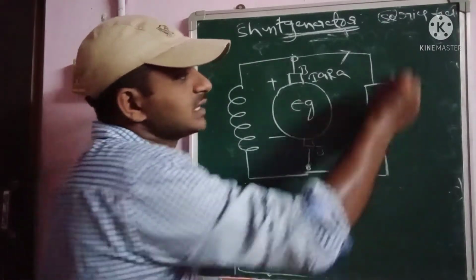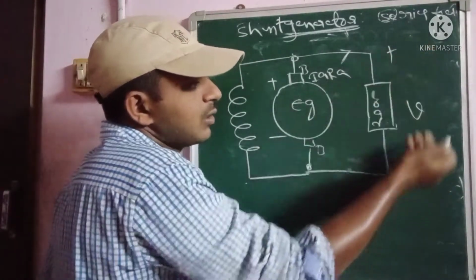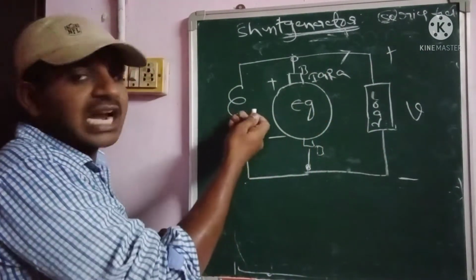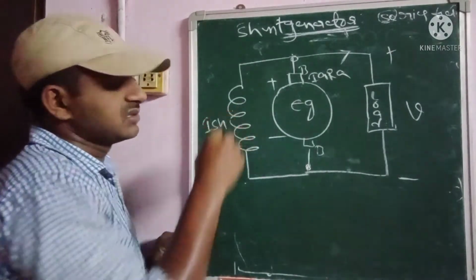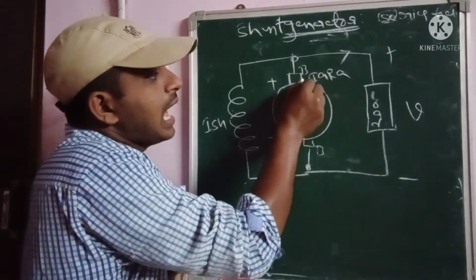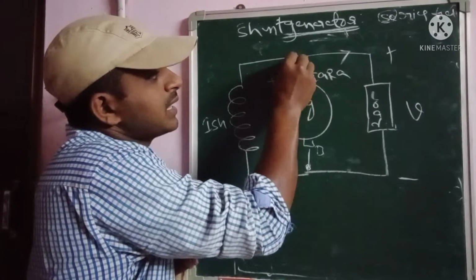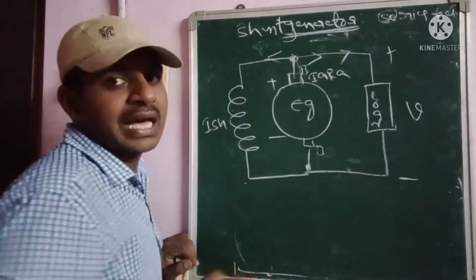This is indicated as plus and minus. This is the load voltage V, plus and minus. This is the armature current Ia. This is the shunt field winding, which is given as Ish. Why? Because the total current from the armature flows like this, and at this junction the current divides.